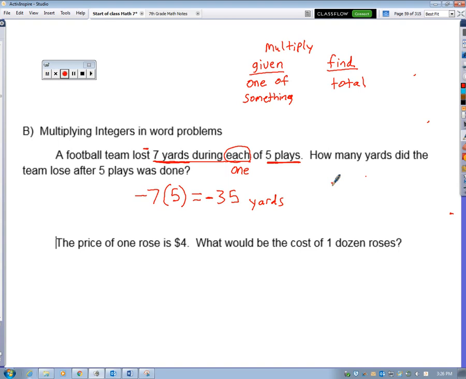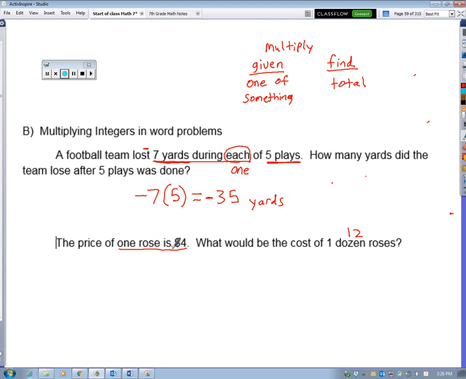Let's take a look at our second example. The price of 1 rose is $4. What would be the cost of 1 dozen roses? Going back to the given, this one's a little bit easier because they're already telling us our 1 of something right here. They are telling us 1 rose costs $4. That's the price of it. And to find our total, we need to find the cost of a dozen roses, which is 12.